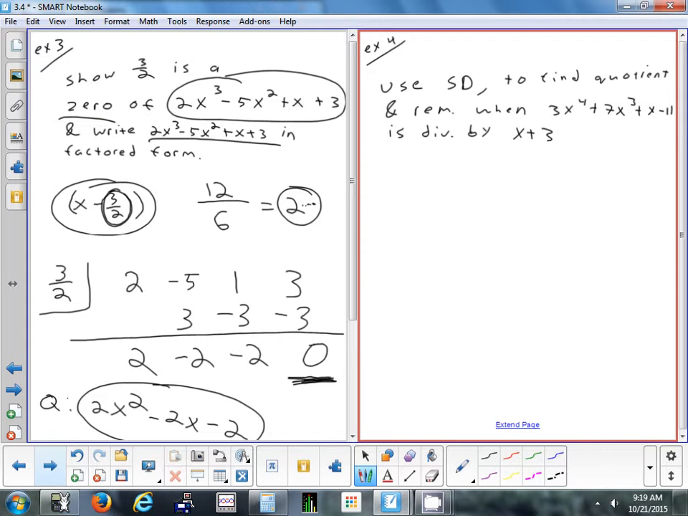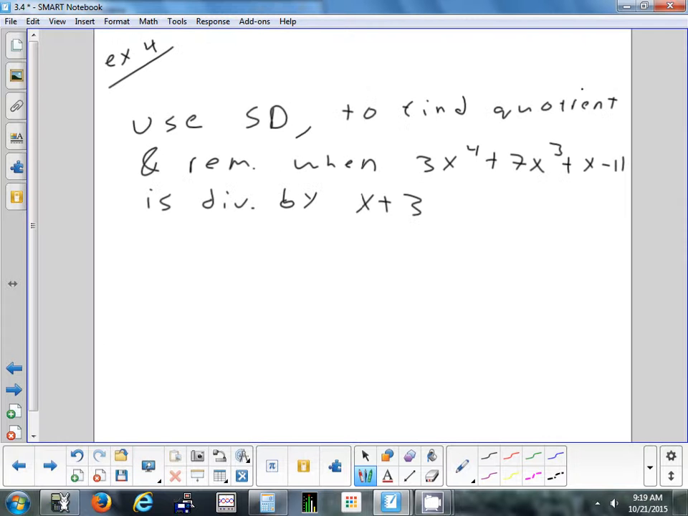All right, so very similar to the last one. We're just going to use synthetic division. Okay, that's how I abbreviate it, SD. To find the quotient and the remainder.